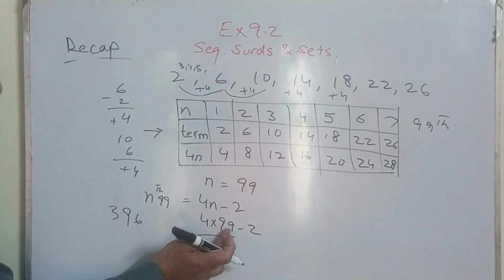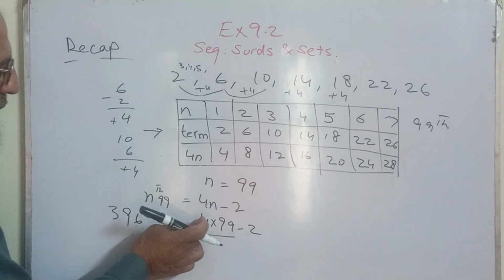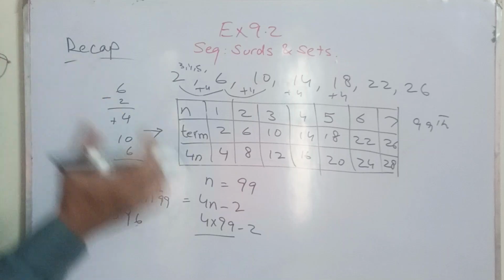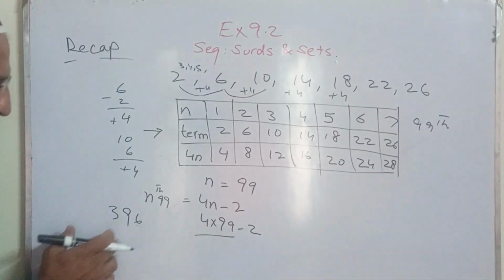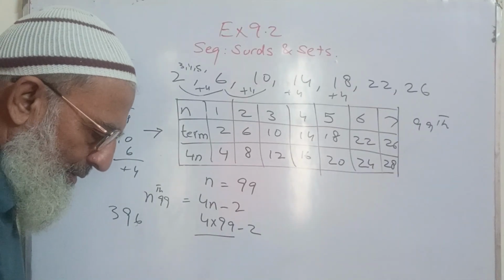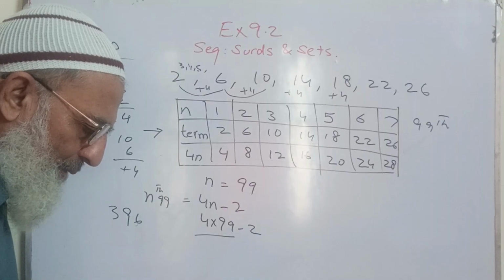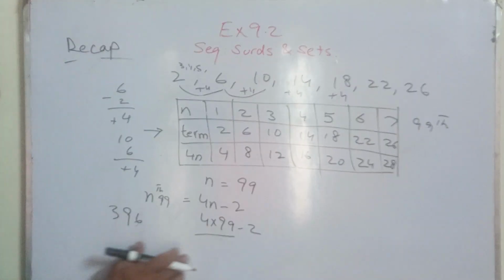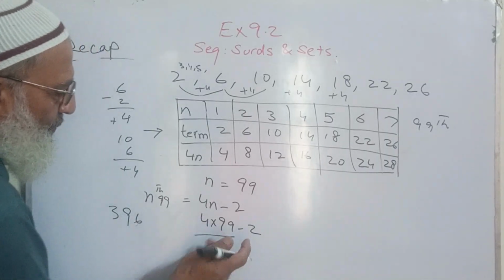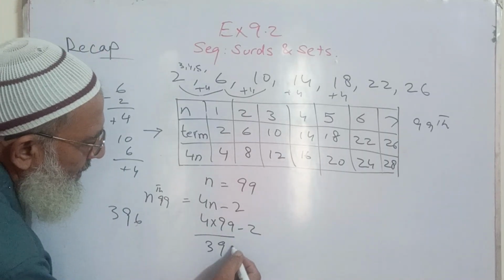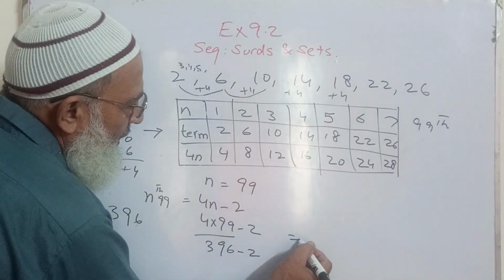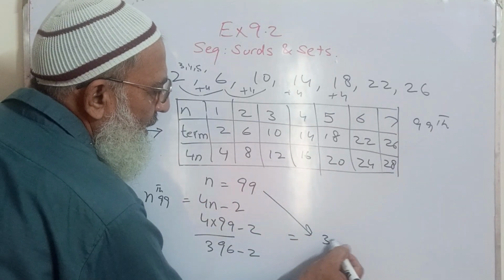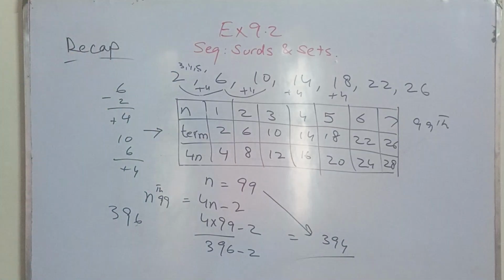Just assume that this is 100 and multiply it with 4. This is all done in your brain. Minus 4, 396. 4 multiplied by 99 is equal to 396. Okay, and minus 2: 396 minus 2, our 99th term is 394.